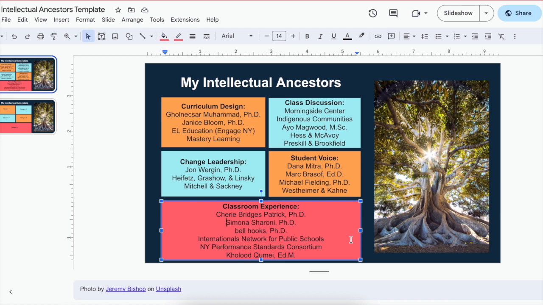When we were pushing into elementary students' classrooms in college, bell hooks constantly pushed my thinking around what a culture of belonging is and what it means to teach in an intersectional feminist way. Networks like the International Network for Public Schools and the New York Performance Standards Consortium have been critical in my development when I got to be a teacher in their schools. And then Kaluk Kime, who is an absolute joy of a human being, I shared a classroom with for many years, and she has pushed me as well.